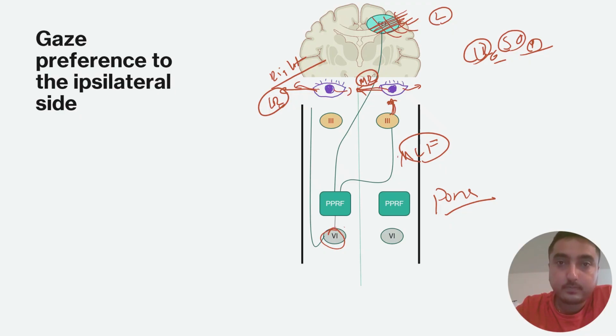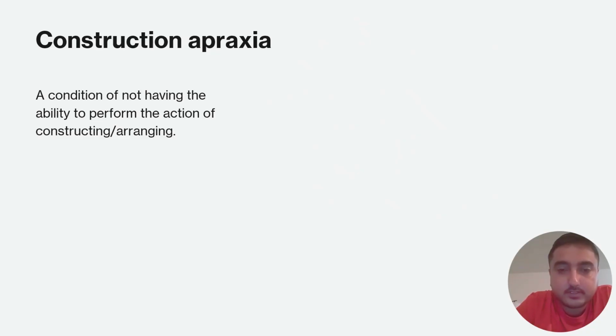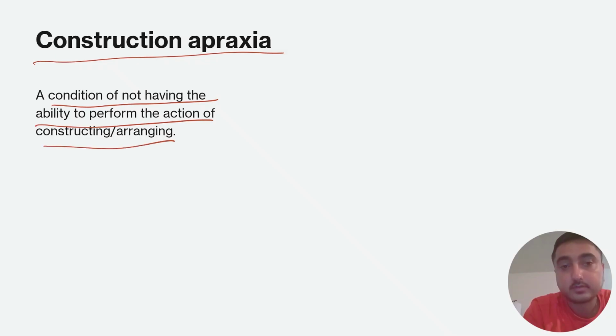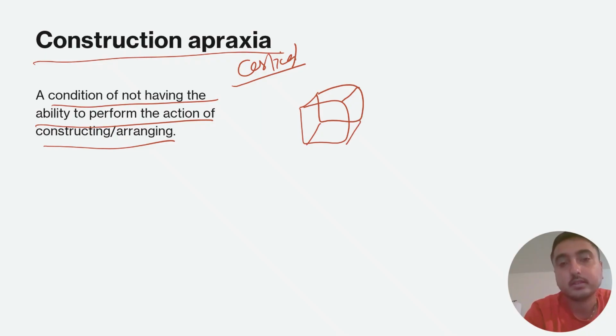All right. Now let's discuss the other manifestation of MCA stroke, that would be the construction apraxia. It is a condition of not having the ability to perform the action of constructing or arranging. This is one of the cortical signs which will be present if the non-dominant hemisphere is involved. For example, if you ask a person to draw a cube, which a normal person would draw in this manner, patients with construction apraxia would draw something like this, like they lose the ability of arranging.